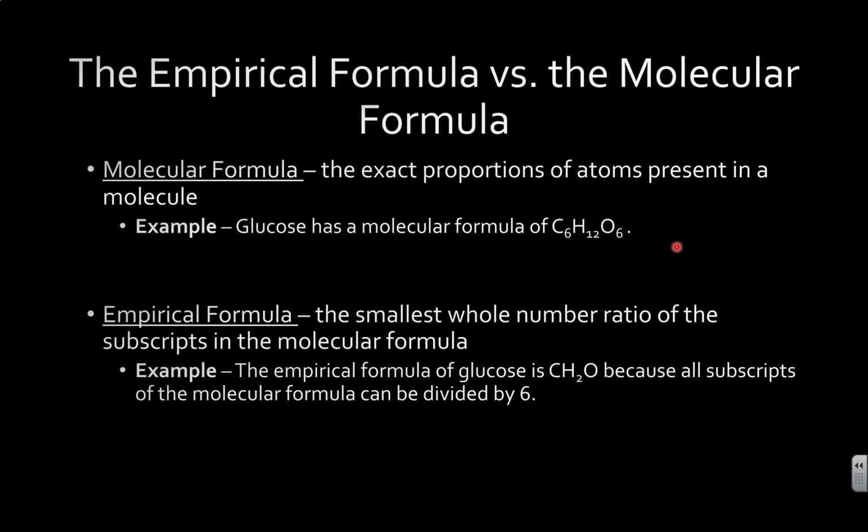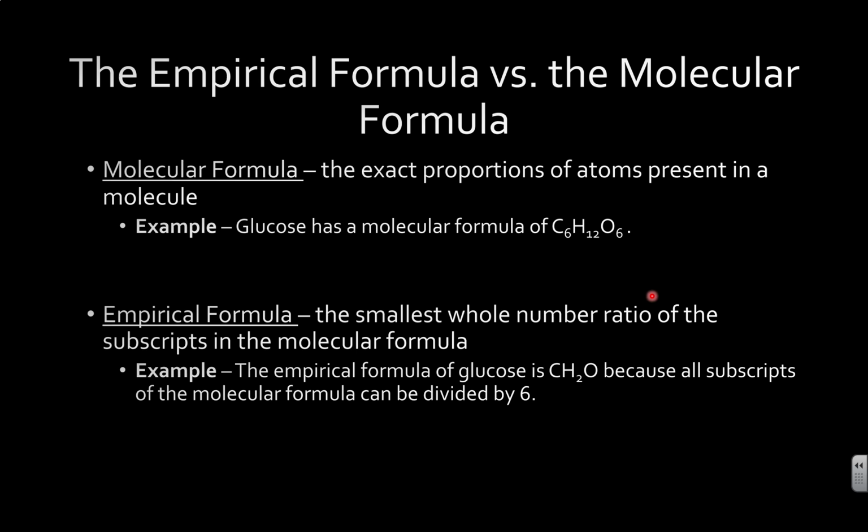Now, the empirical formula is the smallest whole number ratio of the subscripts in the molecular formula. So what we would do is look at 6, 12, and 6 and try to find the smallest whole number ratio, which means that we're going to divide all of them by 6, okay? And so the empirical formula of glucose is CH2O, because all subscripts of the molecular formula can be divided by 6. Okay, so this is the most boiled down version. This is the actual typical version. So many different molecules can have the same empirical formula. This is basically the root formula.